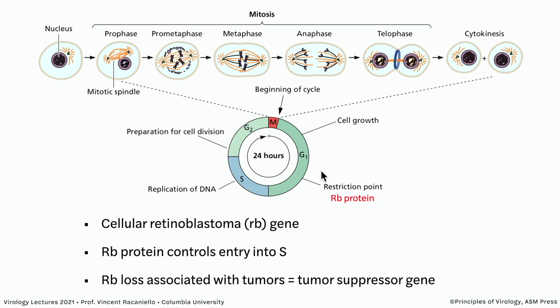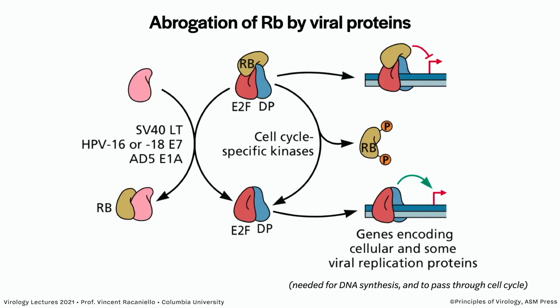And the reason is because it keeps cells from dividing forever. And that's what leads to cancers. When cells start to divide forever, uncontrolled, then they become cancerous by mechanisms which we'll talk about in a couple of lectures. All right, so what does this have to do with viruses?